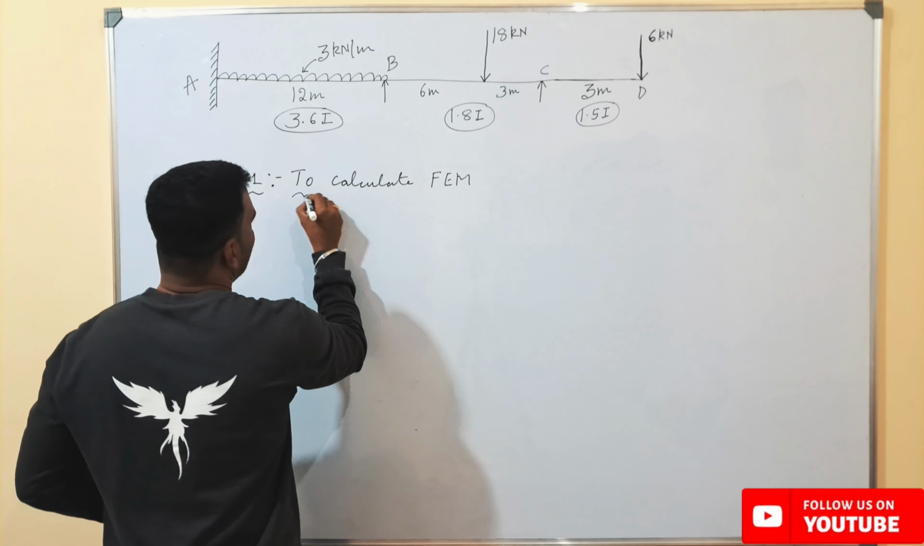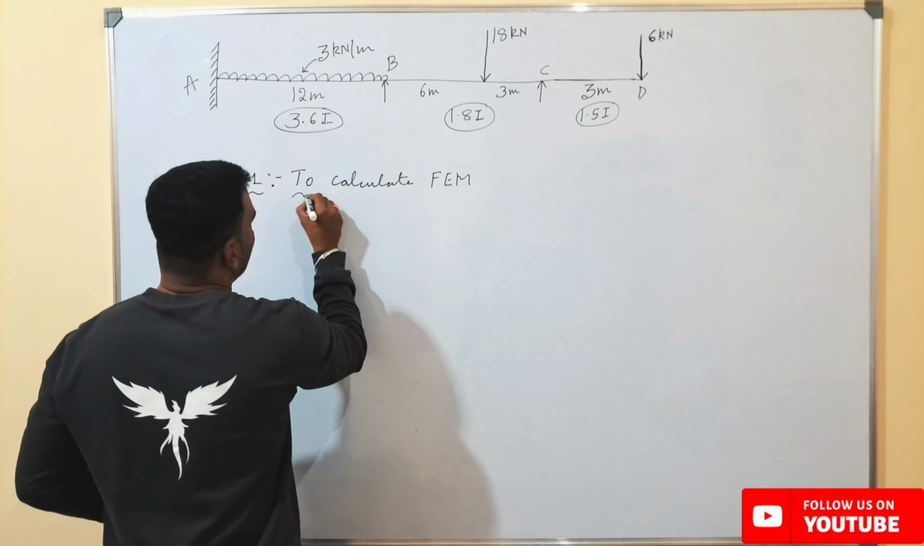The fixed end moment from B to C, what we have considered here, is minus 15 kilonewton meters. From C to B, we have calculated here, it is plus 18 kilonewton meters, and from C to D it is minus 18 kilonewton meters. So these values we have to consider while we are calculating the final end moments.